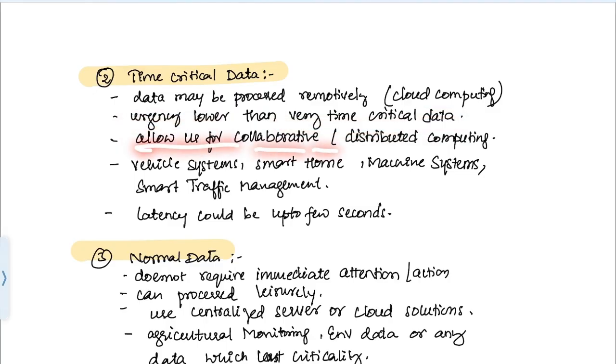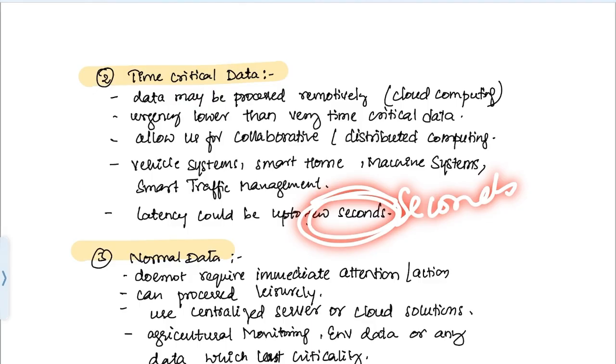So it allows us for collaborative or distributed computing. Examples are vehicle systems, smart home machine systems, smart traffic management, and so on. So here latency could be up to seconds, whereas speaking of the very time critical data, it is in milliseconds.